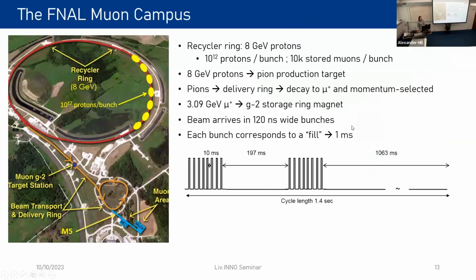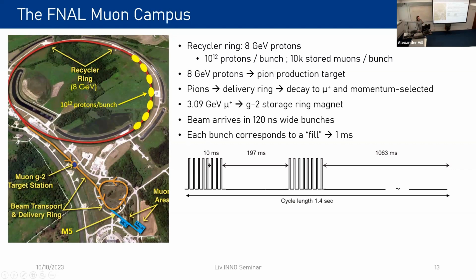This is an aerial view of the accelerator complex at Fermilab. We've got a big recycler ring. We enter protons from the accelerator complex at Fermilab, and they go around this big recycler ring, where they're bunched into groups of protons, so that they're not all arriving in a continuous stream, but we have a bunched proton beam. These are directed into a pion production target just here. The protons collide with the target and produce pions.